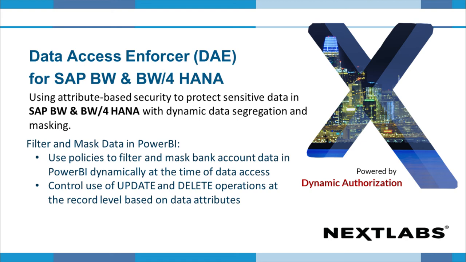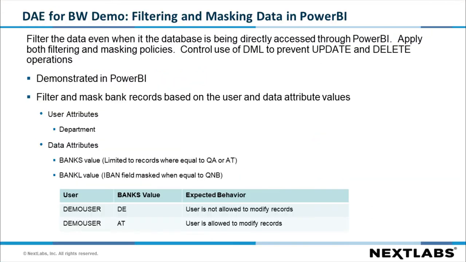In this demo, we will show how DAE can be used to filter and mask data in Power BI. We will be filtering and masking bank account information based on attributes of the data and of the user. Specifically, we will filter the data based on the bank S value of the record, and will only show records where the bank S value is equal to QA or AT. We will also filter the IBAN field when the bank L value is equal to QNB.